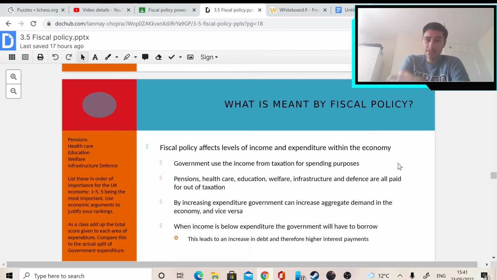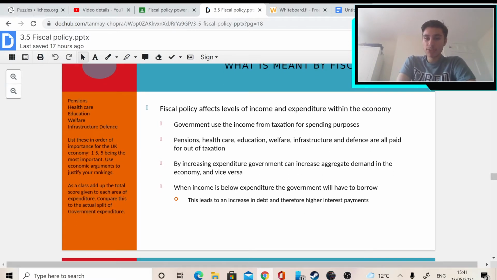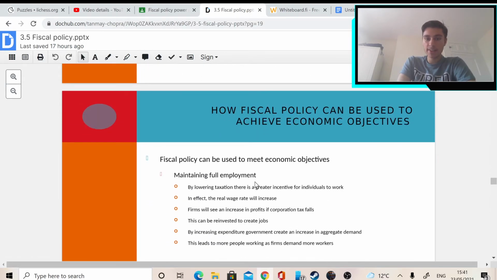Now, fiscal policy affects levels of income and expenditure within the economy. Government use the income from taxation for spending purposes, and these are the sectors which are the main ones, as we talked about in the previous video. By increasing government expenditure, what will happen is people will get more money. As a result, they have more disposable incomes. They want to spend more. Businesses see a rise in demand. Aggregate means total demand in the economy, and so they have incentive to produce more, increase their supply. When income is below expenditure, the government will have to borrow. We just talked about that.